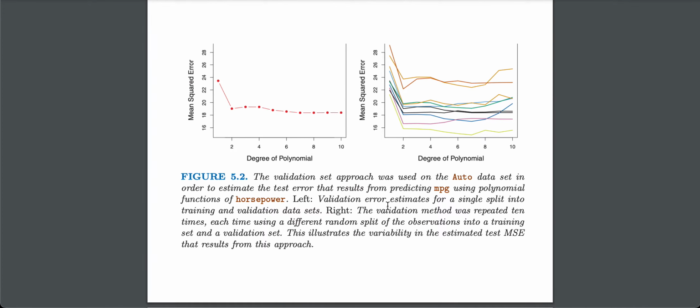Here's an example. It's for the mean squared error, but as we can see, the validation error estimates with different degrees of the polynomial vary a lot. There's a lot of variability.